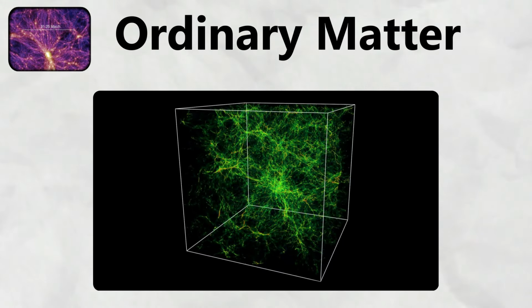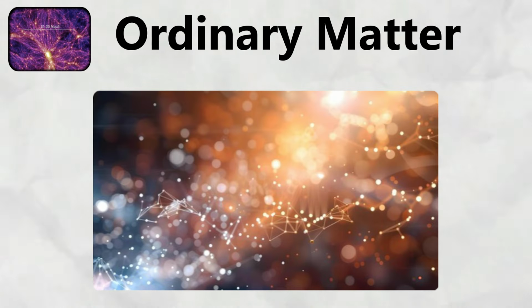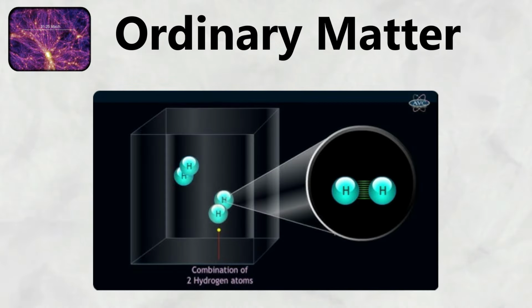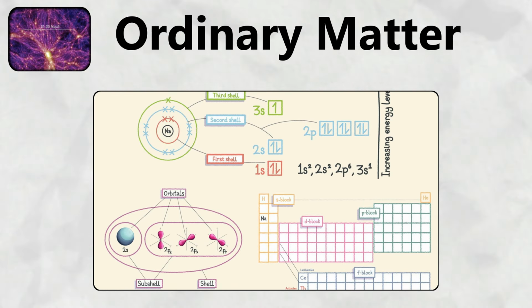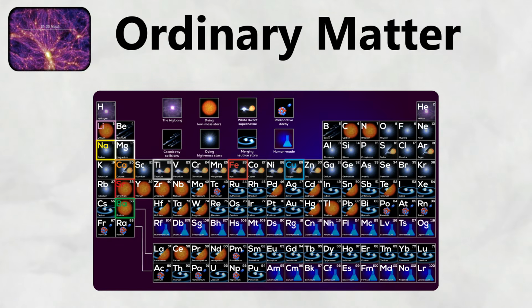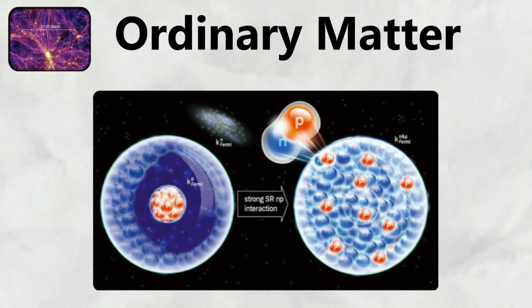Ordinary matter follows the laws of chemistry and physics that govern atomic interactions. Atoms combine through chemical bonds to form molecules and compounds, with the electron configurations determining how different elements interact with each other. The periodic table organizes all known elements based on their atomic structure, with each element defined by the number of protons in its nucleus.